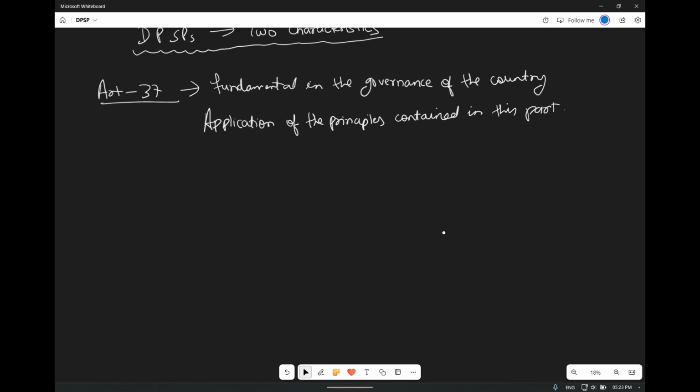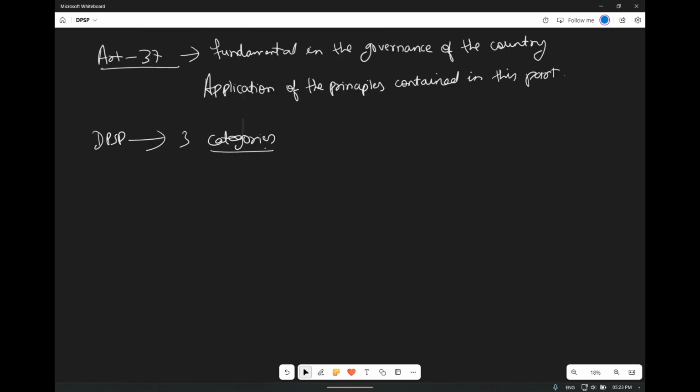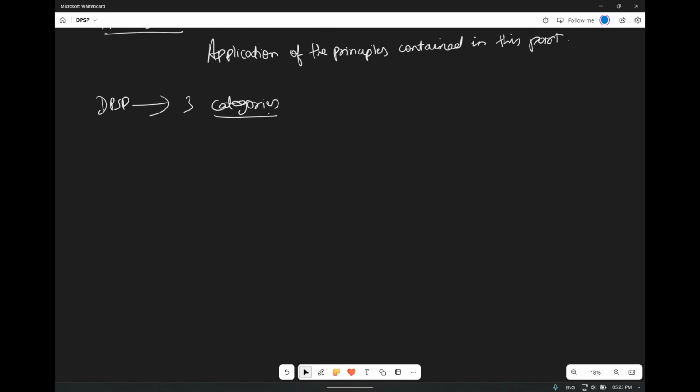So we can divide DPSPs into three categories. See, the Constitution does not say this. It is just that we have improvised and divided DPSPs into three categories. There is nothing mentioned in the Constitution like that; the Constitution just has Part 3, Part 4. It is not mentioned in the Constitution. Very, very important, make a note of it.